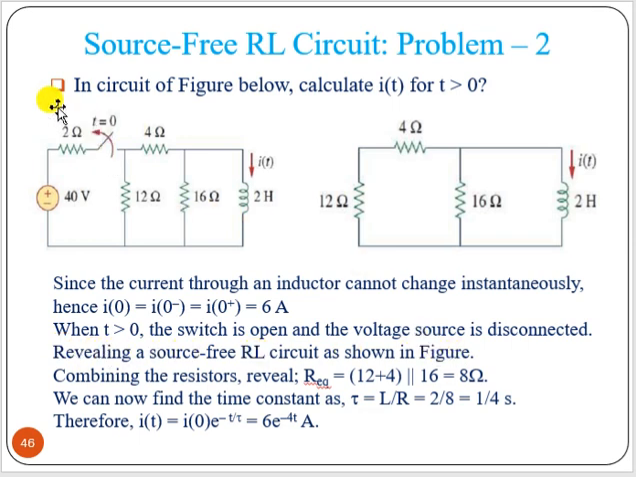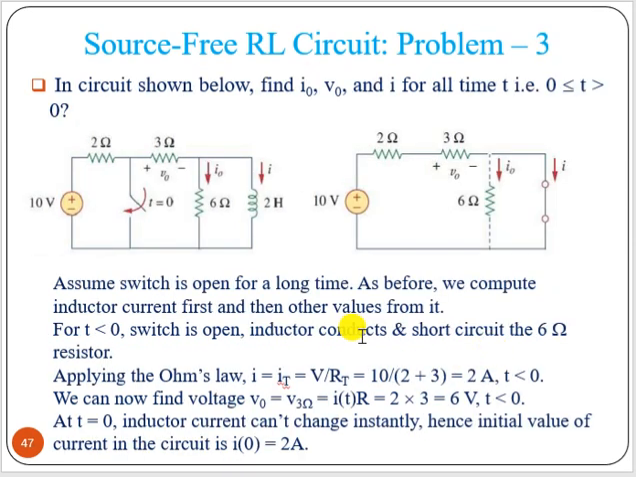Now when the switch opens, what happens? This circuit looks like this one only. Now if you look from the inductor side, what is the RTH? R equivalent is 12 and 4 in series, that is in parallel with 16, because current divides here. So you get R equivalent, and you can find out tau, that is L by R. Then IT you can find out by putting the I0 value as 6 ampere, e to the minus t by 1 by 4, so e to the minus 4t. Okay, now there is another problem.